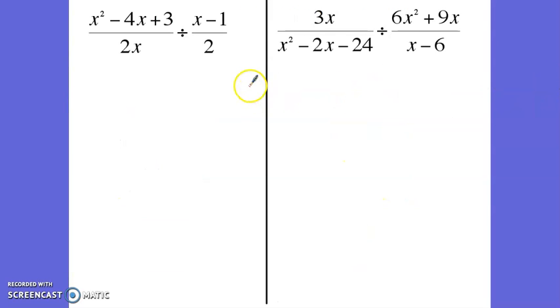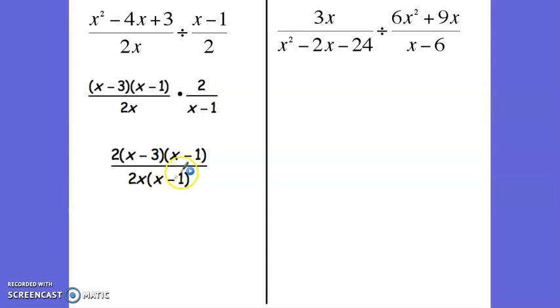Let's do a little more factoring. Again, save yourself some time since these are division problems. When you flip that fraction, go ahead and factor the other fraction at the same time and save yourself some steps. Then when you combine the two fractions, we'll be able to see what they have in common, and we can get rid of, again, that x minus 1. We can get rid of that 2, and x minus 3 over x is our answer.